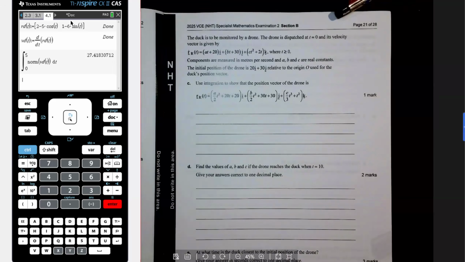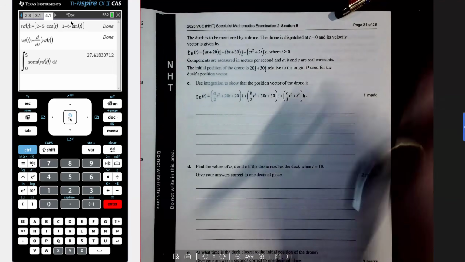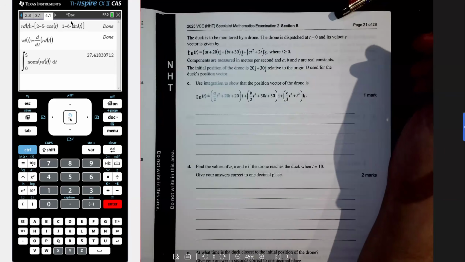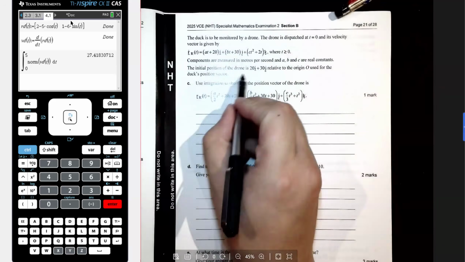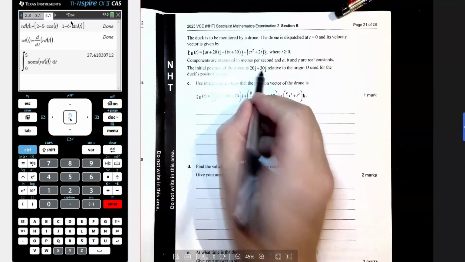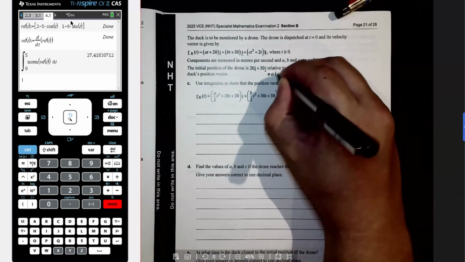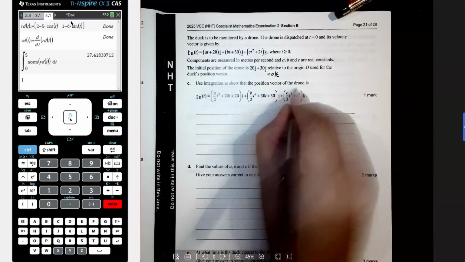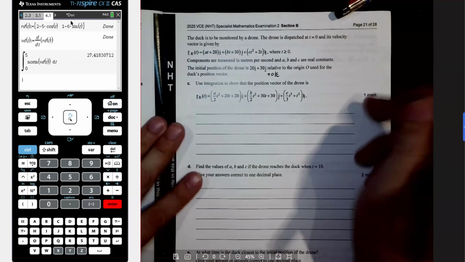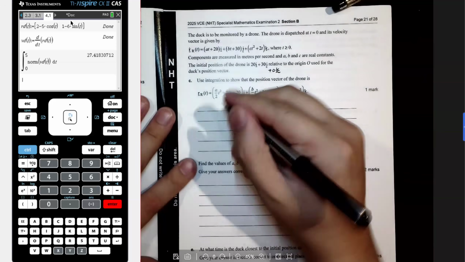The dog is to be monitored by a drone. The drone is dispatched at t equals 0, and its velocity is given by these things. Components are measured in meters per second, and A, B, C are real constants. Initial position is 20i plus 30j. Maybe you can put a plus 0k. Use integration to show that. Okay, this is, yep. Interesting to see a 1 mark.